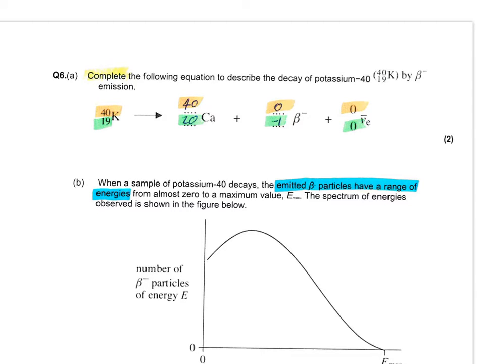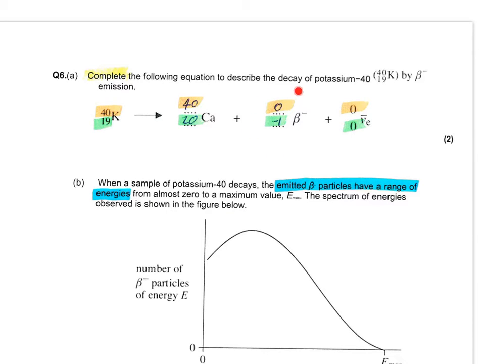So this is the Particles Homework Booklet question 6. We're asked first of all to complete the following equation to describe the decay of potassium 40 by beta minus. So we start with the potassium 40 nucleons, 19 protons.